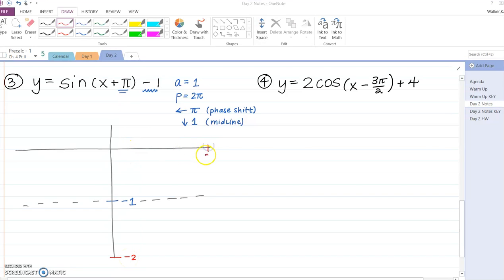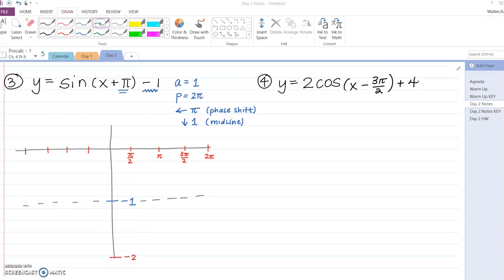Period didn't change. So that means my fourth tick mark is 2 pi, my halfway tick mark is pi, and my first tick mark is pi over 2. So everything goes up by pi over 2. The same can be said on the other side. In the interest of time, I'm going to skip labeling those points, but you definitely should in your notes.